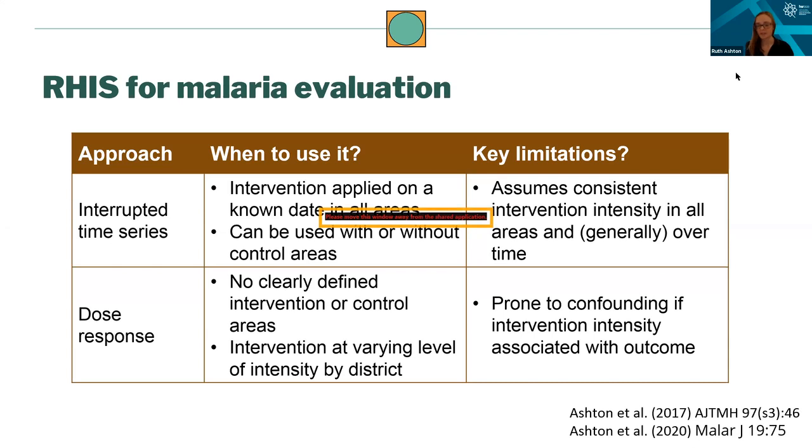If you're interested, especially in the malaria angle of these issues and how to use routine data and evaluation, there's a couple of papers that I've worked on with colleagues that I've added the references for here.